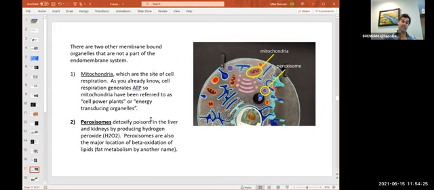Now, two other things that I should say, the next two items are not a part of the endomembrane system anymore. So we're done with the endomembrane system. We finished that at lysosome. Mitochondria are membrane-bound organelles, and mitochondria are like cell power plants. They take two things in this world. One of those things you eat, food molecules, and the other thing you breathe, oxygen from the air.